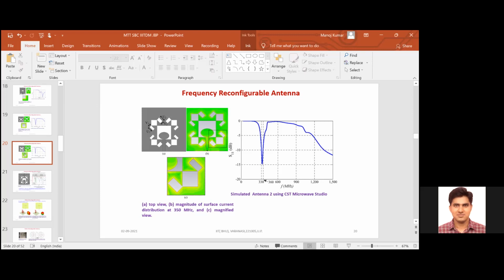Don't use wires also. Sometimes you use wires for interconnects from here to there as a biasing line, or for connecting a battery. This is not good. That also affects your pattern.